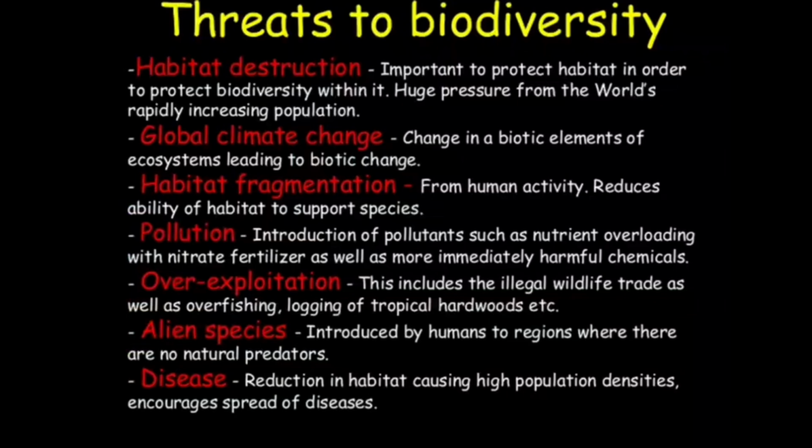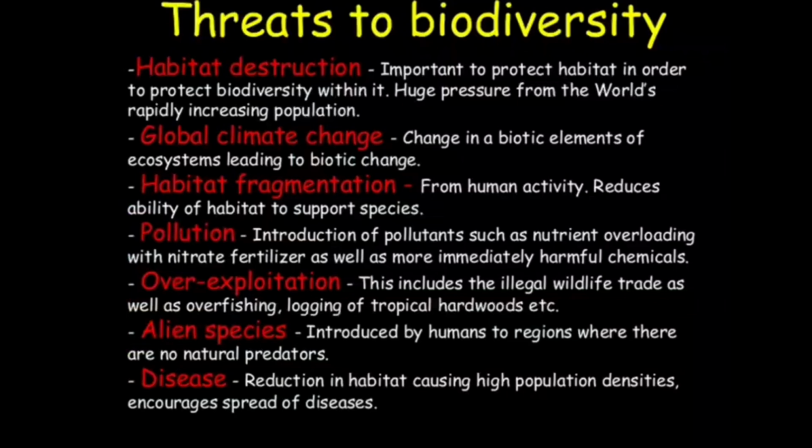Pollution. Introduction of pollutants such as nutrient overloading, such as ammonia, urea, the nitrate fertilizers, as well as more harmful chemicals leads to danger to the biodiversity. Overexploitation. This includes the illegal wildlife trade as well as overfishing, logging of tropical hardwoods.